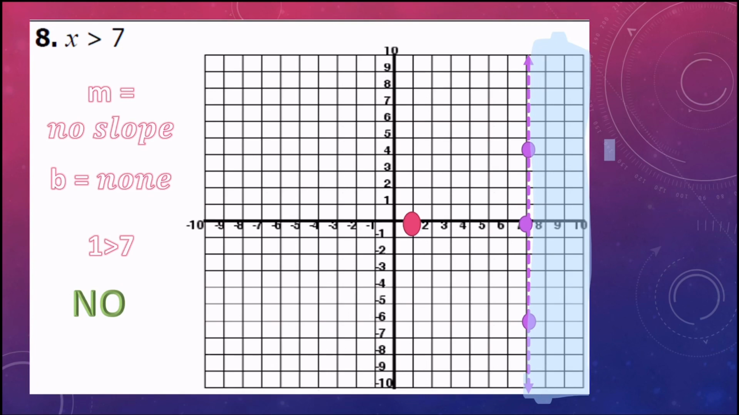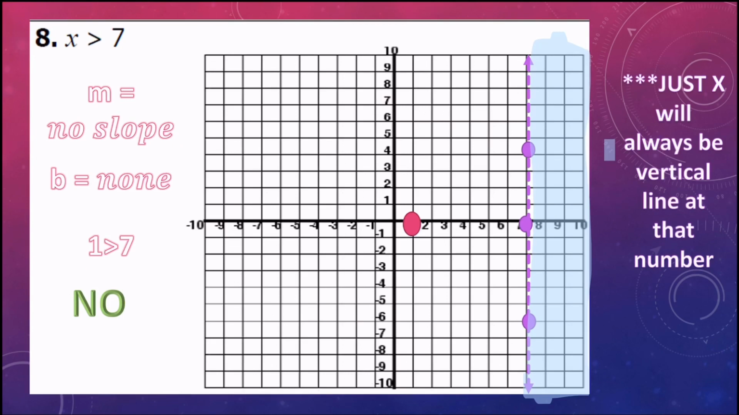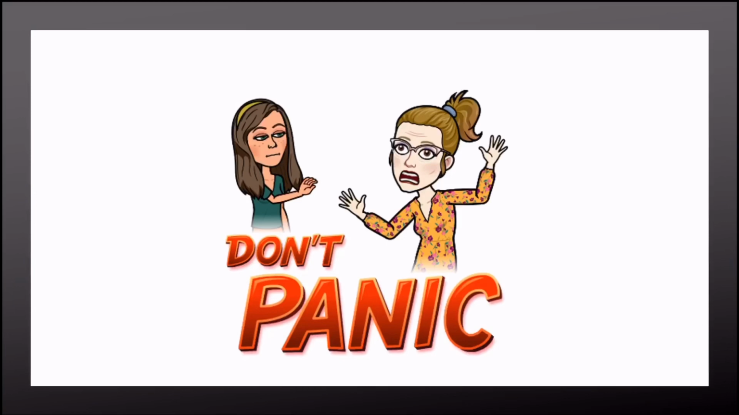Okay? So it's important to commit to memory. If x is by itself, meaning there is no y variable shown in your inequality or equation, it will always be a vertical line at that number. So this said x at 7. So you go to where x is 7 and draw a vertical line. So this is something you have to commit to memory, okay? Don't panic. You might want to go back and rewatch this video. Anywhere that is shaded, any point in there is a solution, and that's what you need to get from today.